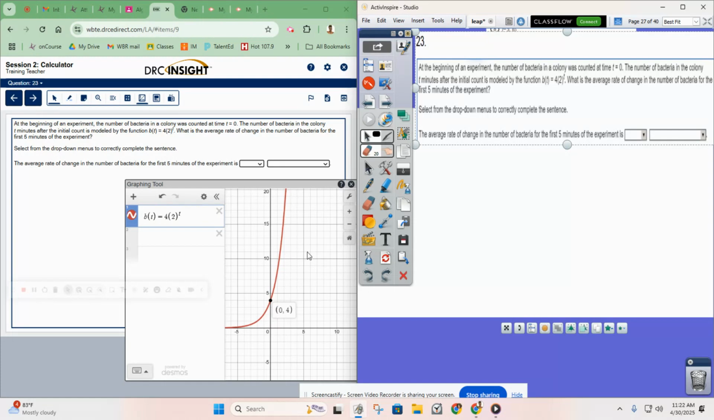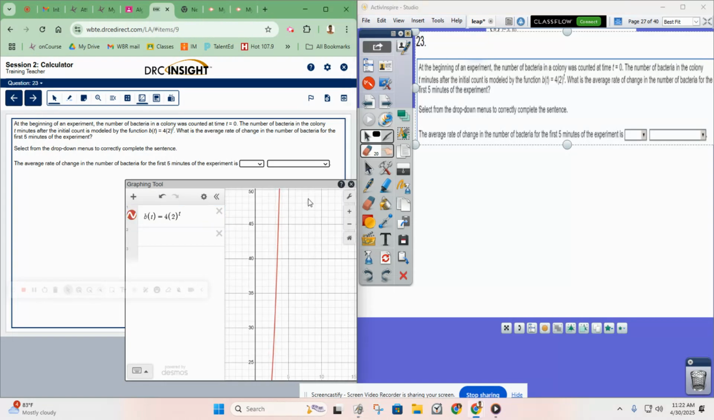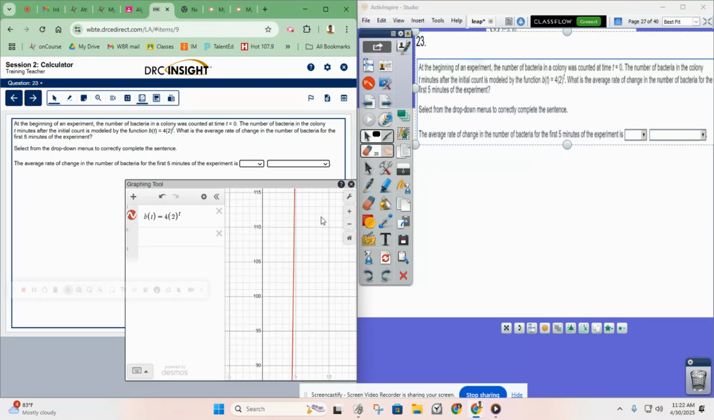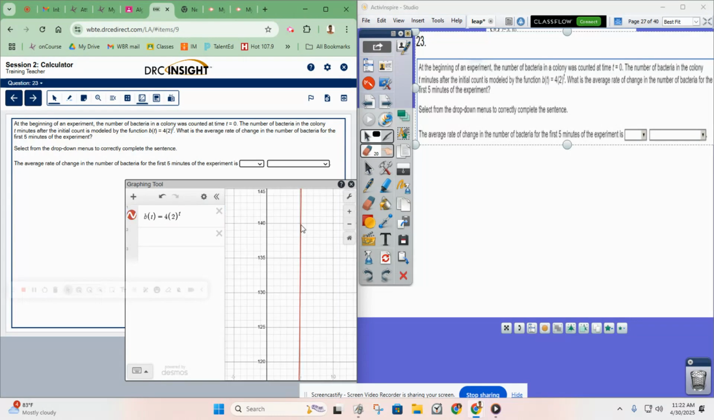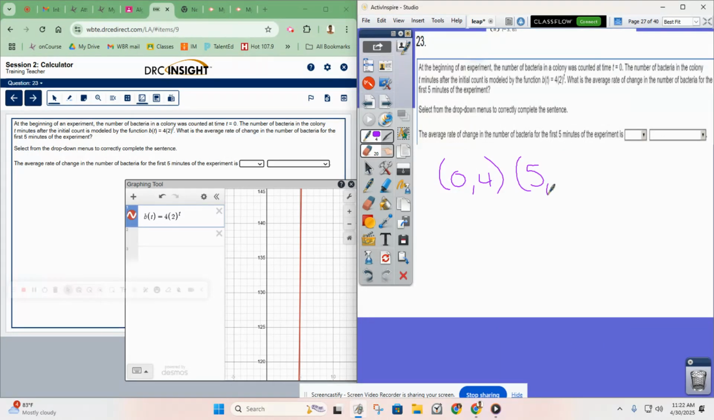Okay. All right, so let's look at this. The first point I see is 0, 4. I now want to see when x is 5, what that output is. We might have to zoom out a little bit. When x is 5, my y is 128. So 0, 4, and 5, 128 are the 2 points that I have.